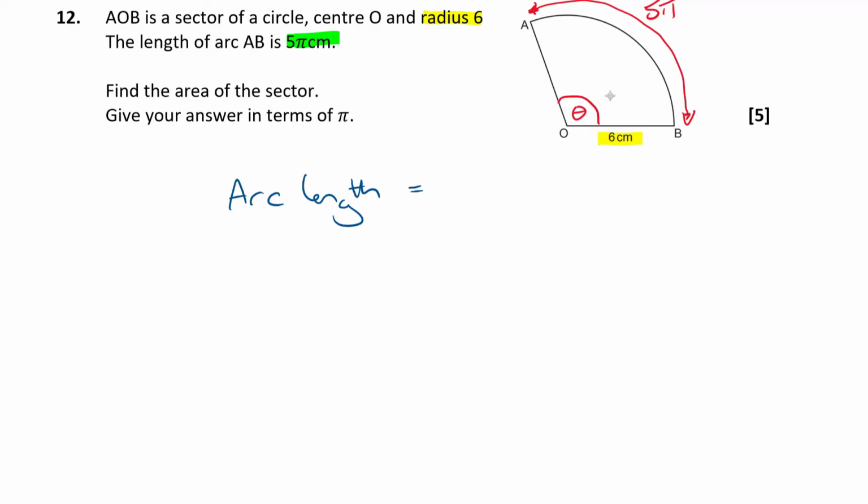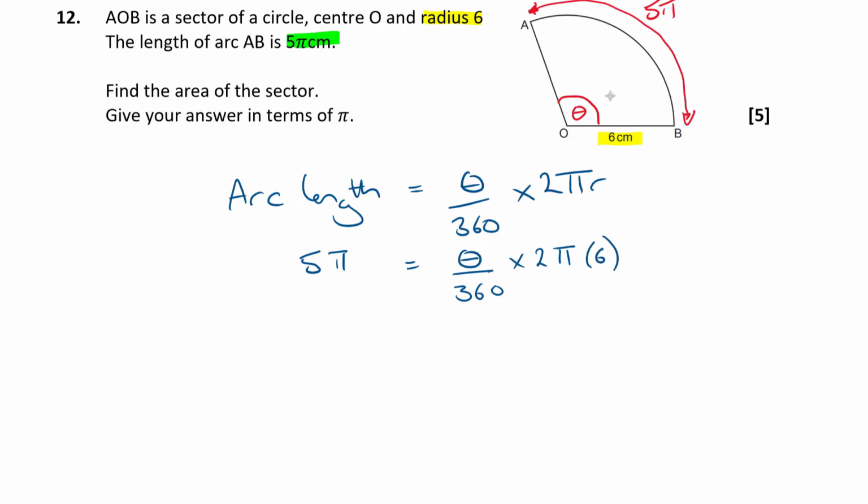So arc length is going to be theta over 360 times pi d, isn't it? Pi times diameter, which in other words is 2 pi r. So pi d or 2 pi r. I'm going to use 2 pi r because we've got the radius here of 6. So I know the arc length, it's 5 pi. Don't know theta. Hopefully I'm going to find it. And I know that r is 6.